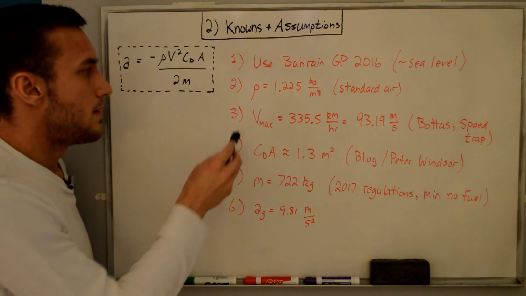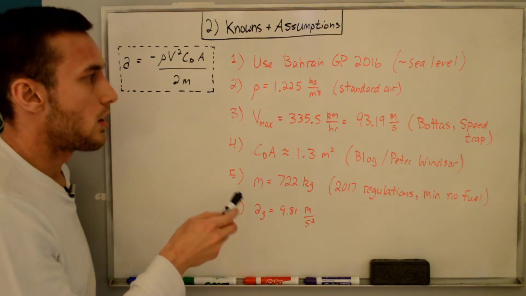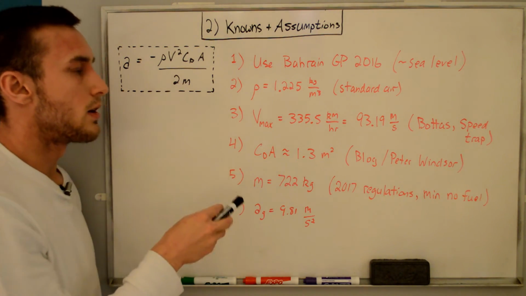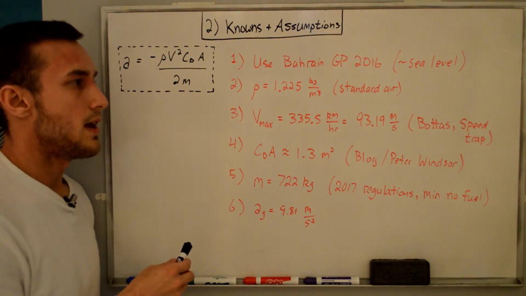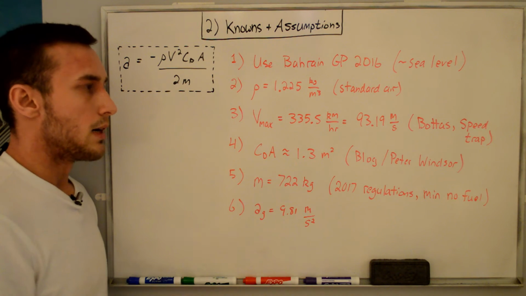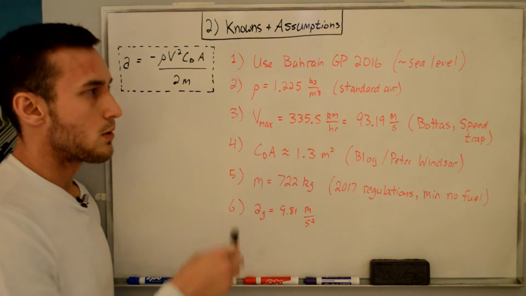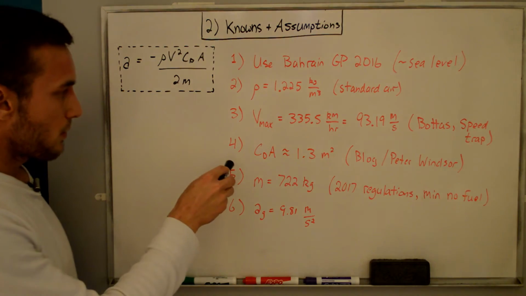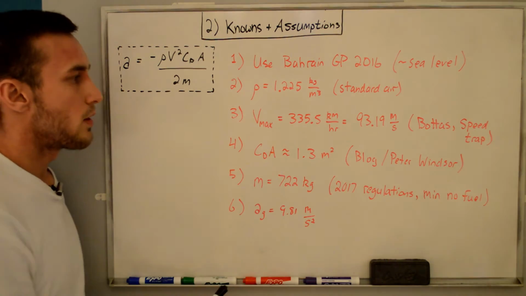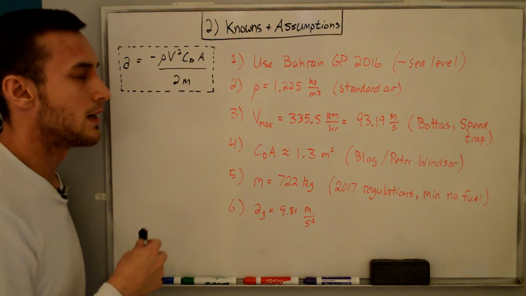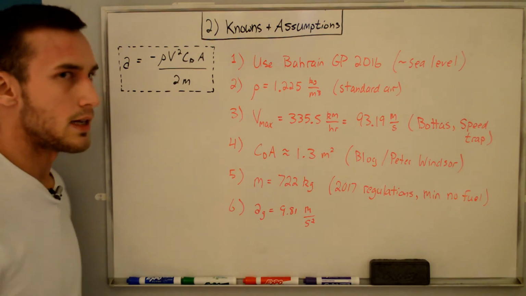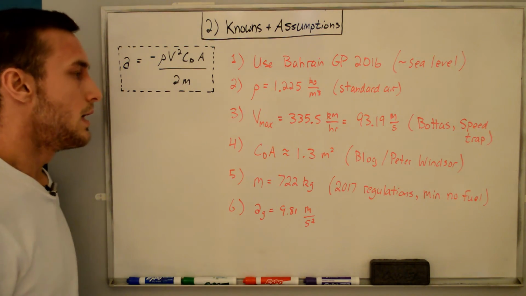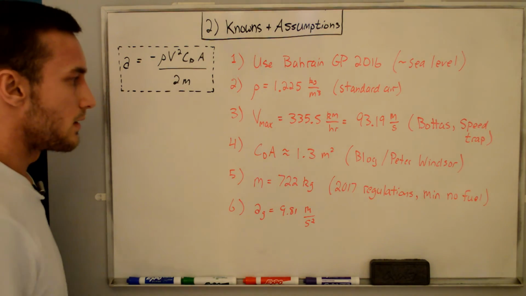The third one is that the max speed that we're looking at is 335.5 kilometers per hour, or when you convert it, 93.19 meters per second, and this is from the FIA event and timing PDF that I found online, for Bottas going through the speed trap in qualifying. The fourth one is that the CDA is approximately 1.3 meters squared, and that's from that blog, Peter Windsor's account of what a typical value for CDA is for a typical F1 car now, and I'll link to that in the video description.